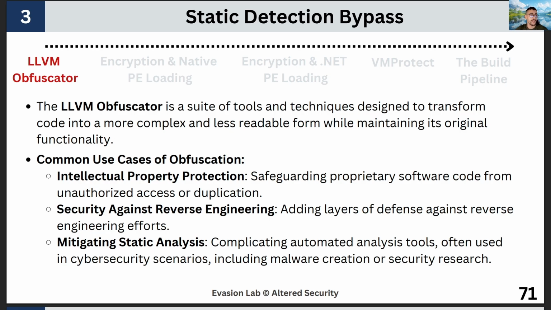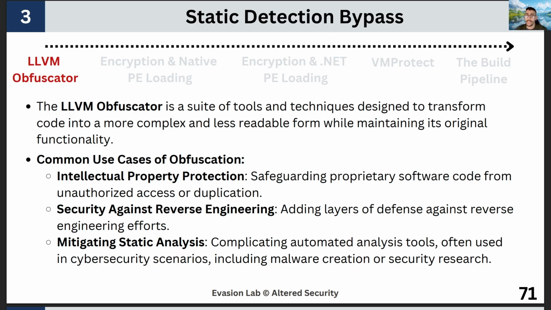Now let's take a look at the first static detection bypass technique, which is LLVM obfuscation. So what is LLVM obfuscator? The LLVM obfuscator is a set of techniques designed to make code more complex and harder to analyze while preserving its functionality. This is particularly useful for protecting software from reverse engineering, unauthorized modifications, or intellectual property theft. By transforming the code structure, obfuscation makes it significantly more difficult for defenders to understand how the malware works.